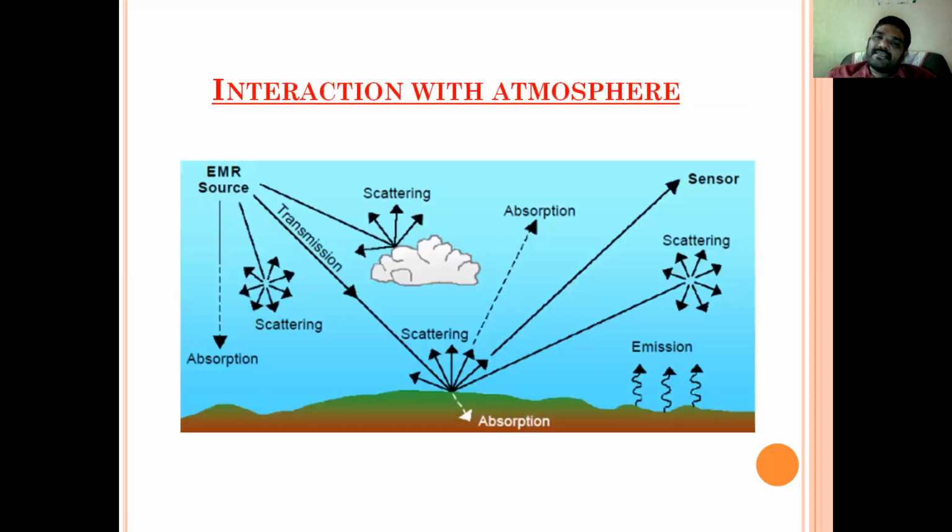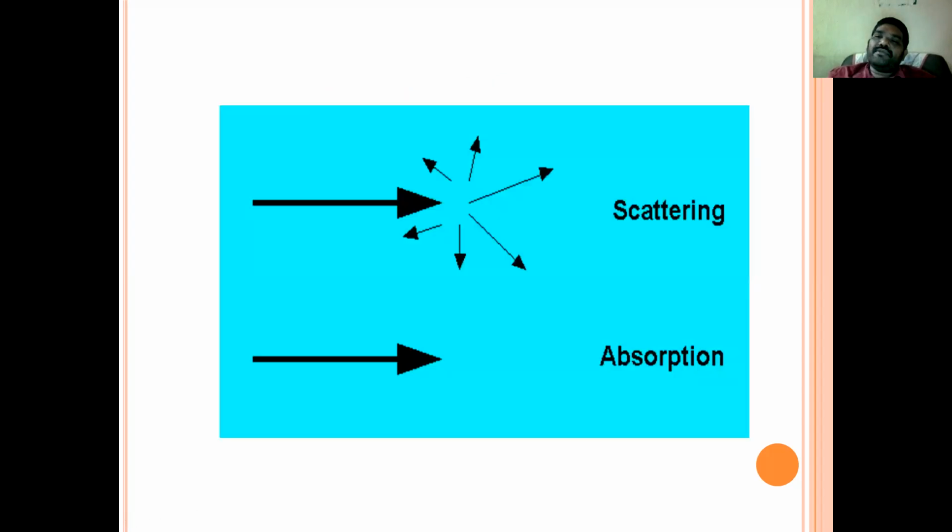Understand? See, have a look over here. Almost three areas you are observing. Absorption may take place in the atmosphere, and absorption may take place even at the target itself. In the first case, the EMR is redirecting, whereas in the second case, the EMR is absorbing. By what? That's what we are going to discuss.